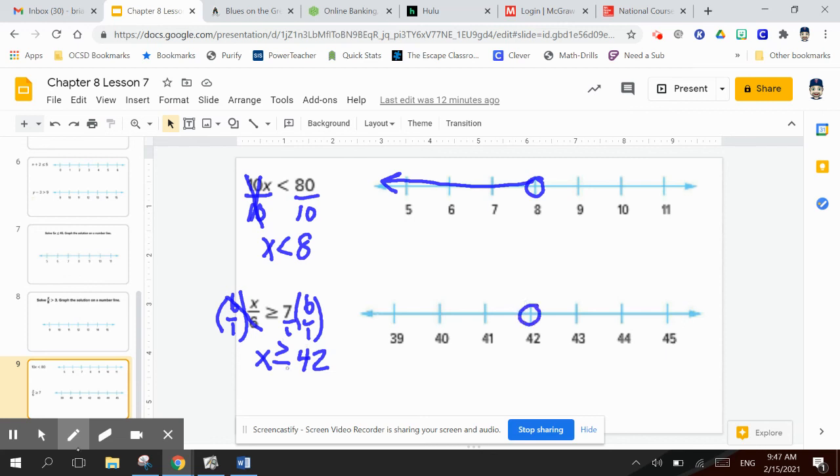I look at my inequality, greater than or equal to. Since it's equal to, 42 is a solution, so I color in the circle, I shade it in. x is greater than or equal to 42, so I need all numbers greater than 42, which is 43, 44, and 45. So my number line, my arrow is going to go to the right to show all numbers greater than 42.